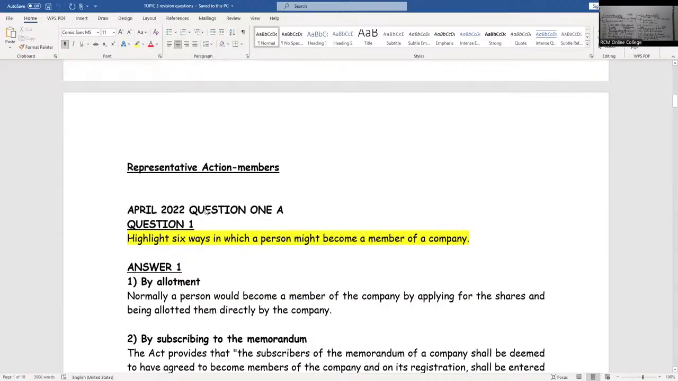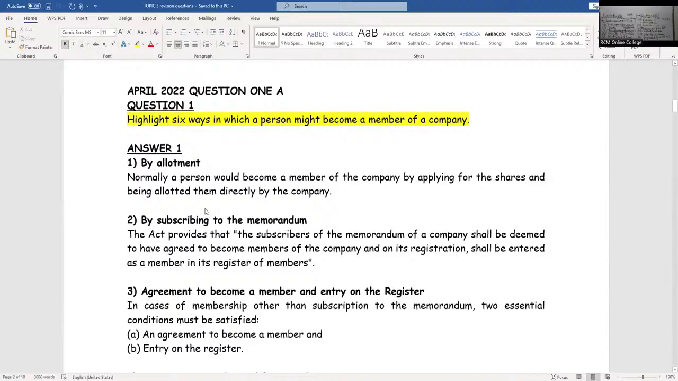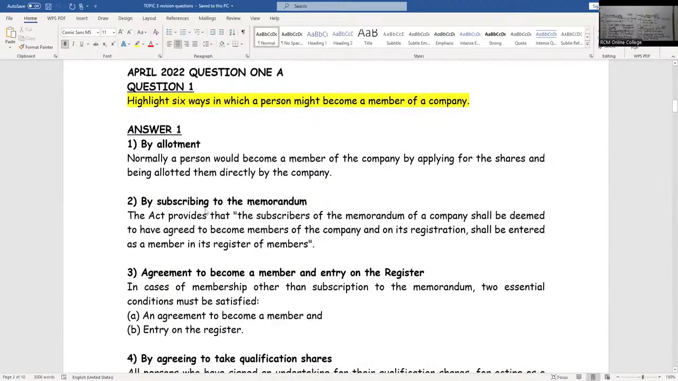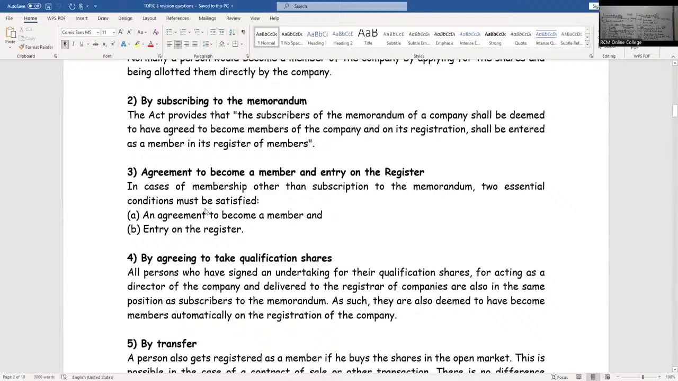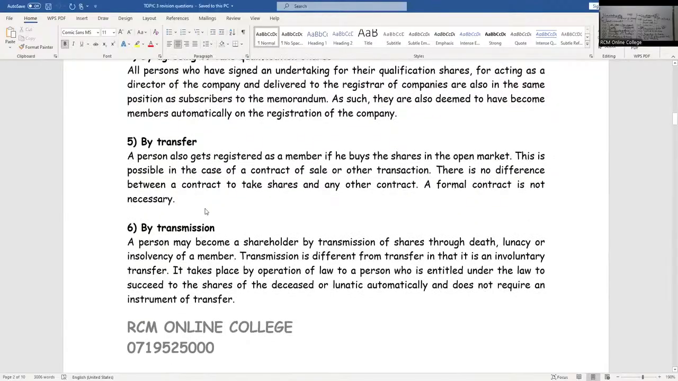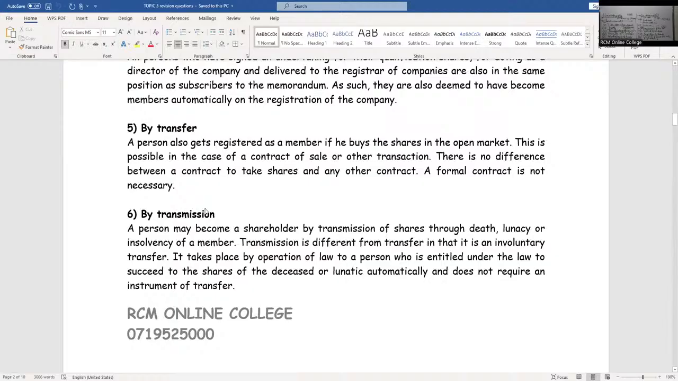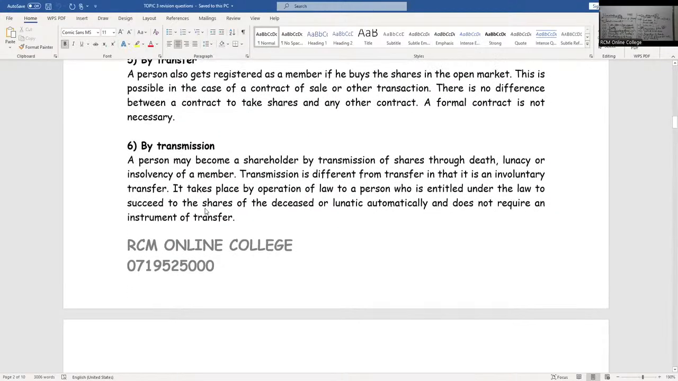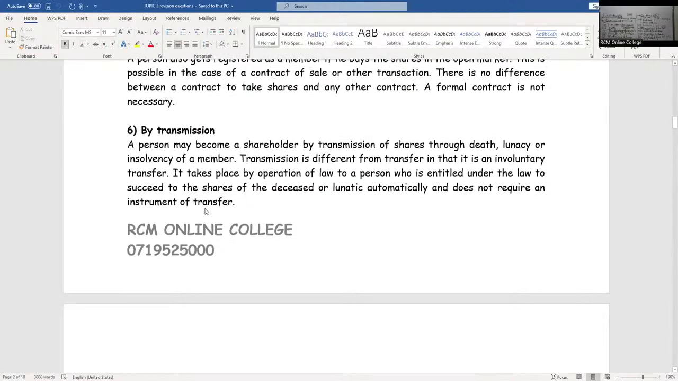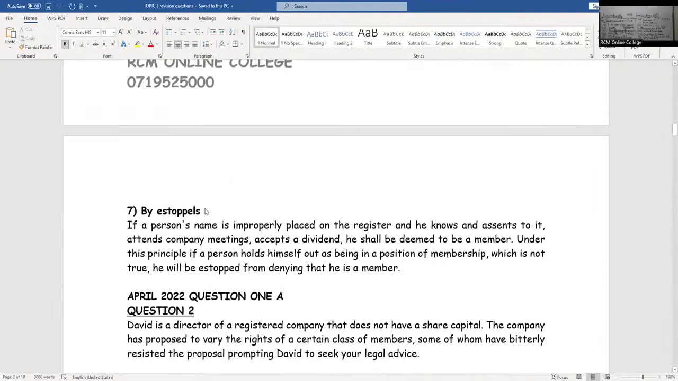April 2022, question number 1A. Highlight 6 ways in which a person might become a member of the company. We just looked at it a while ago: by allotment, subscribing to the memorandum, agreeing to become a member and your name is entered on the register, agreeing to take up qualification shares, like Lena, who very soon is going to be a director at Safaricom. She'll be called upon to take up some shares. Through transfer, where we have 2 parties, transferor and transferee; transmission in case of death, insanity, bankruptcy, or lunacy. Lunacy is the same as insanity; and through the doctrine of estoppel.